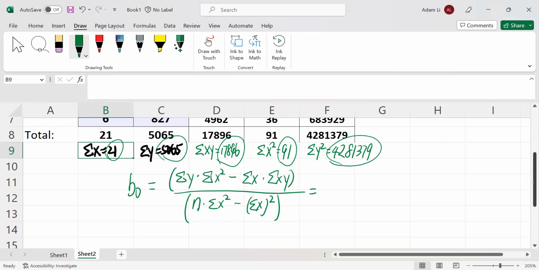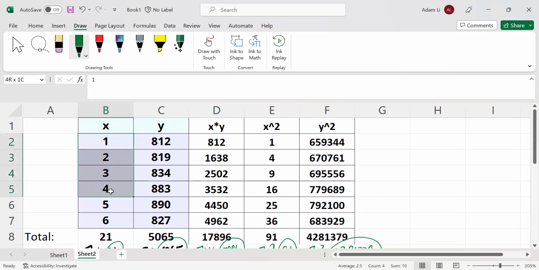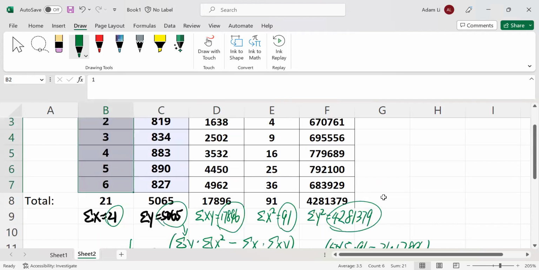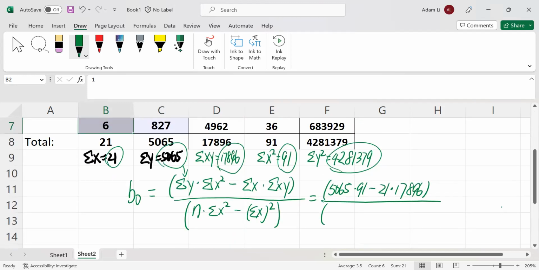One more time, I'm going to throw in all the numbers. So this one is 5065 times total of X squared, that's 91, minus total of X, 21, times total of XY, 17896. That's on top. On the bottom, if you look at it, the sample size here, we have 1, 2, 3, 4, 5, 6, 6 numbers here, 6 ordered pairs. So the sample size in this case is 6, times total of X squared 91, minus total of X 21, squared.